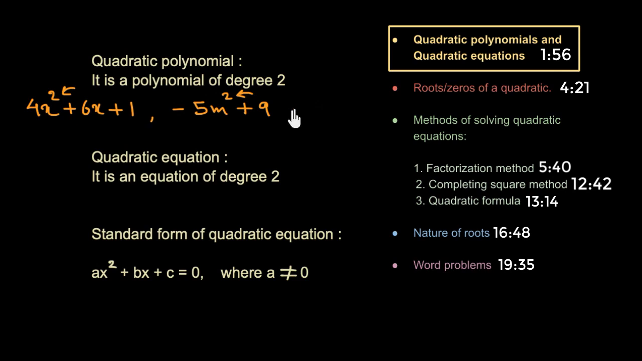Even monomials can be quadratic. For example, -(4/3)y². For this monomial, the degree is 2, hence this would be quadratic. Now when you equate a quadratic polynomial to another quadratic polynomial, or maybe a constant value, or maybe a linear polynomial, then you get a quadratic equation.